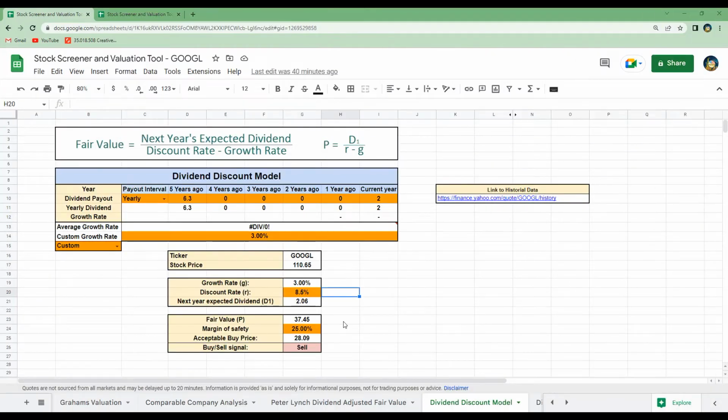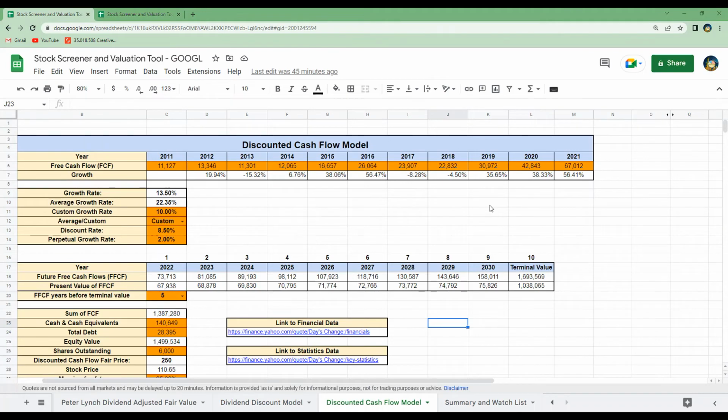Normally our next analysis will be the dividend discount model. However, Google doesn't pay out dividends, so we cannot use this model to find the intrinsic value of Google. So we will skip this and go directly to the next one, which is the discounted cash flow model.